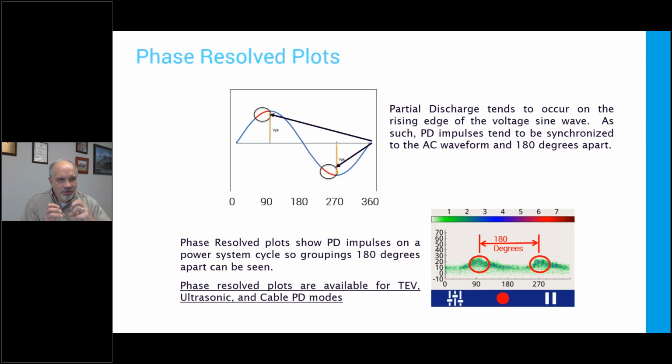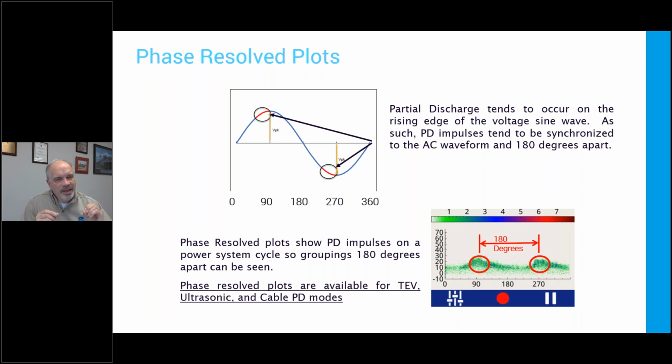I mentioned briefly phase result plots, and this is one of the most powerful things that you're going to find in an instrument. Remember, we're looking at something that's generated by the power system. So if I can generate a plot of where these discharges are occurring relative to the power system, not necessarily relative to the phase angle, because that's very difficult when I'm looking at a cabinet that's got all three phases inside. I don't know what phase is causing it. But if I look at something and say, okay, this is one cycle wide, am I getting discharges occurring half a cycle apart or half a window apart? My window is one cycle wide.